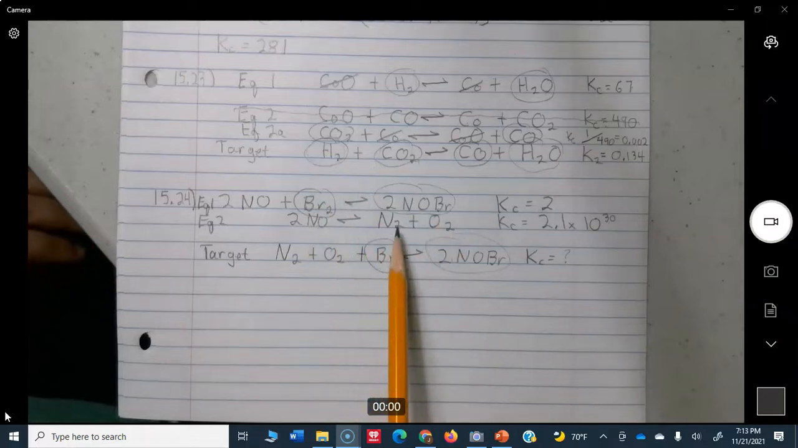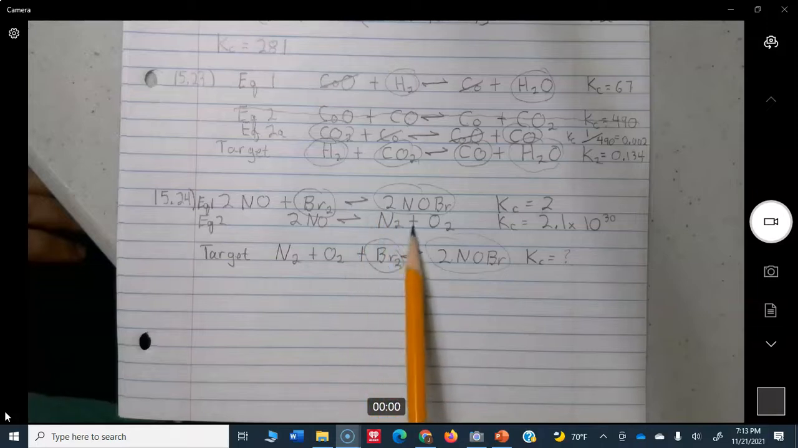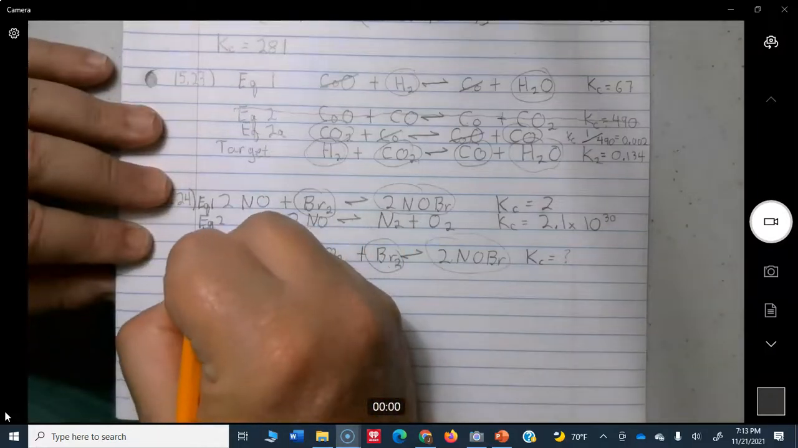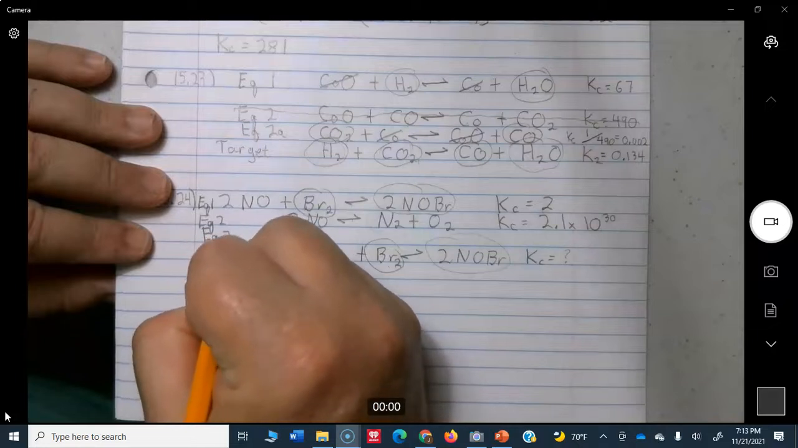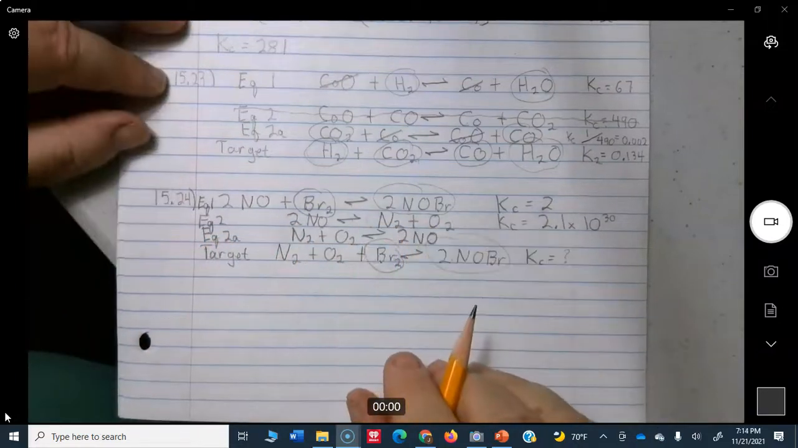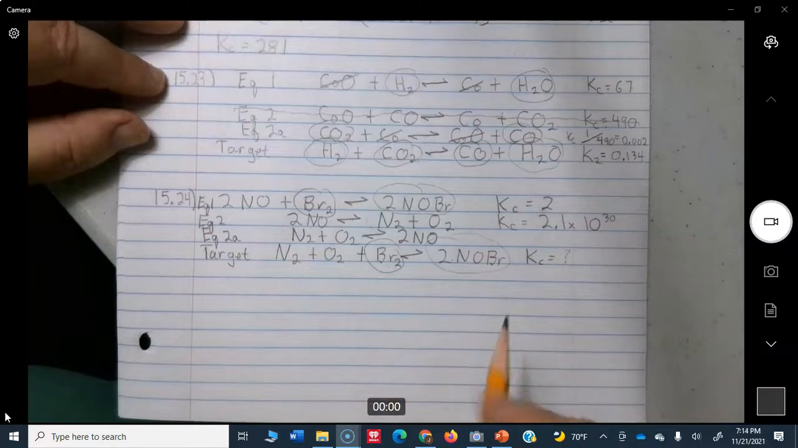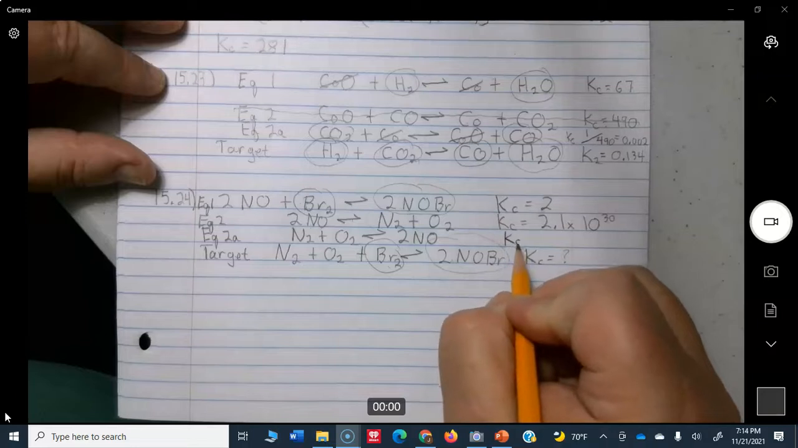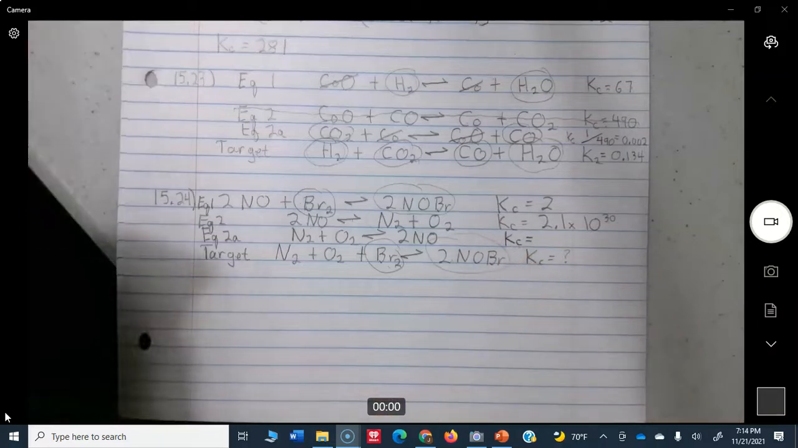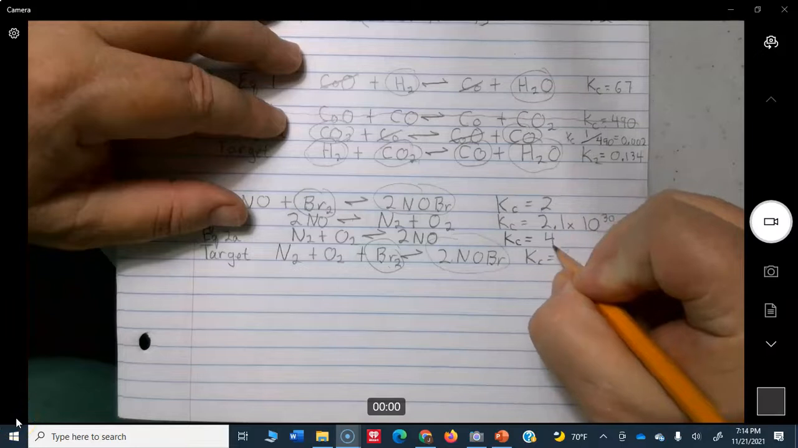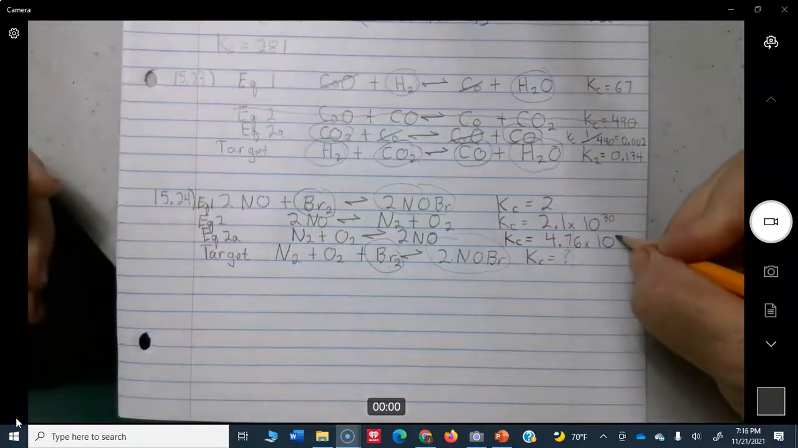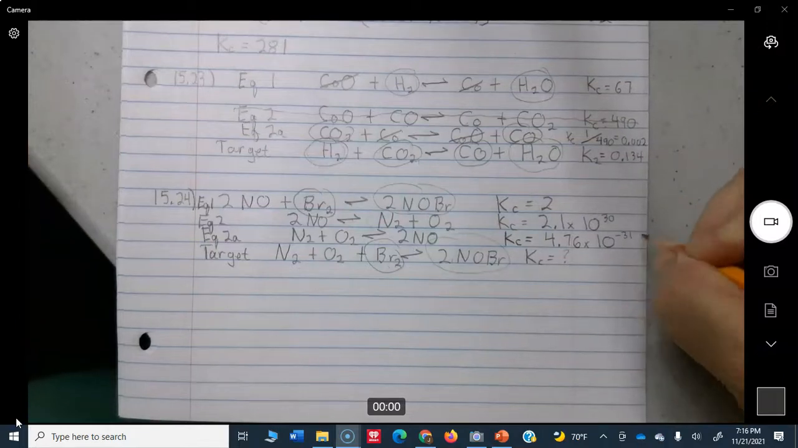What about equation 2? Well, we have the N2 and the O2 on the right side of equation 2, but it's on the left side of the target, so we're going to have to reverse equation 2. Call it equation 2a. Okay. All right, so we've done that. And what that means, what we need to do is take the reciprocal of this very large number, which is going to be a very small number. And that's going to give us 4.76 times 10 to the negative 31st power, a really, really small number.